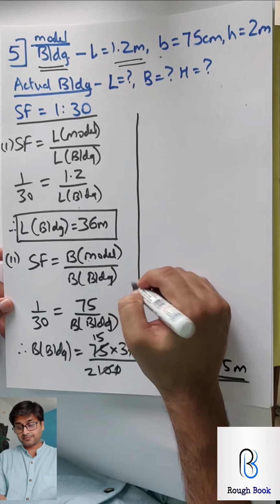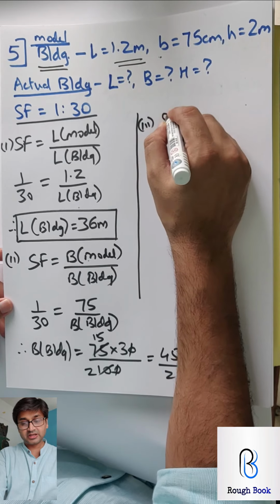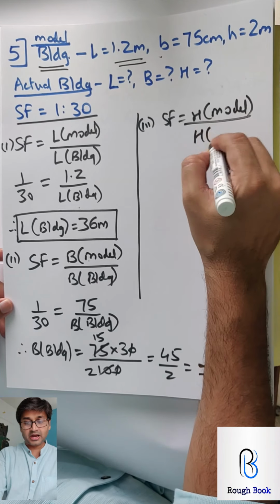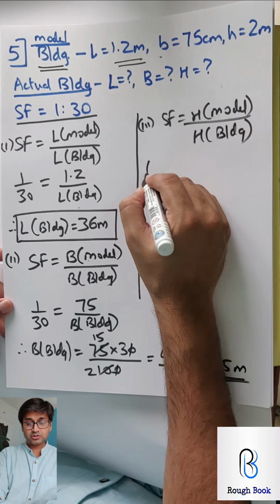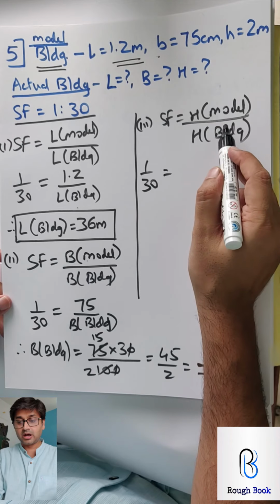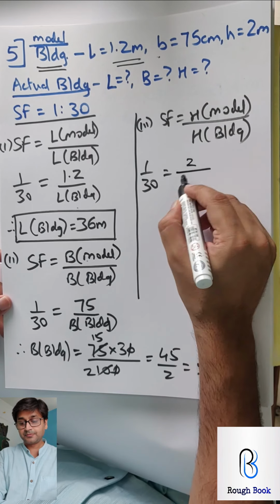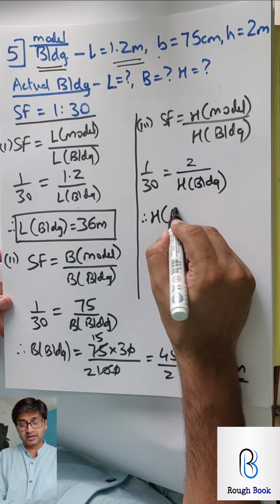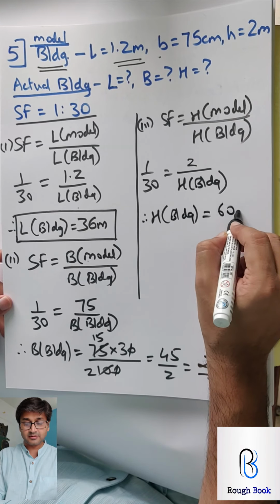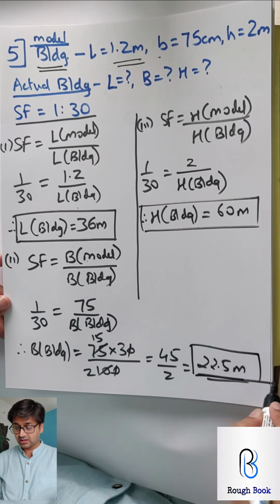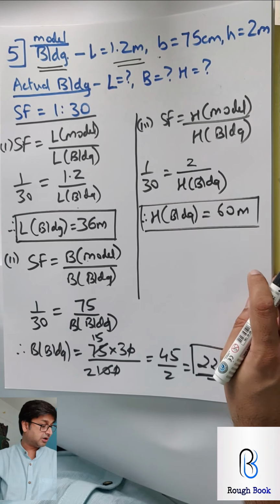And then the last part, the height. So scale factor, height of model upon height of building. So 1/30, height of model. Height of model how much? 2 meters upon height of building. This is comparatively easier. So therefore height of building becomes 60 meters. So we found the length, we found the breadth, and we found the height of the real building.